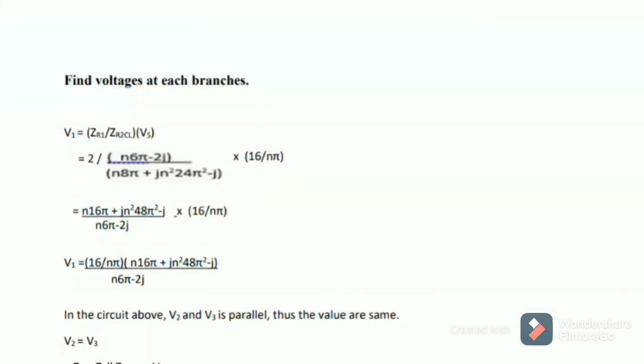So next we need to find the voltage at each branch. For V1, we know the formula is ZR1 over ZR2 CL multiplied by Vs. We calculate and we got the answer is 16 over n pi bracket n 60 pi plus j n square 48 pi square minus j over n 6 pi minus 2j.